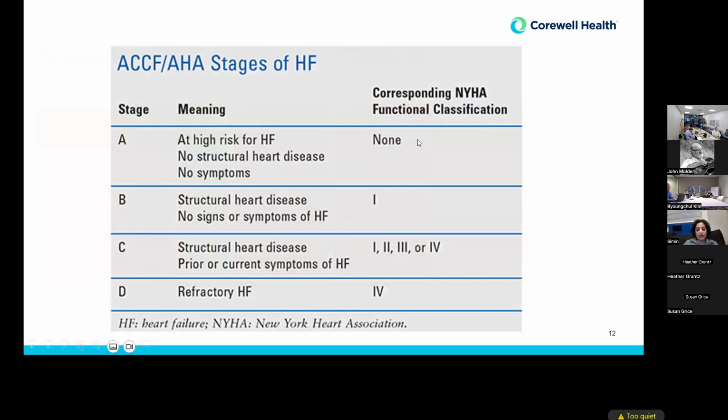So this is the comparison of both the stages and the New York Heart Association functional class. Here, once you're a stage C, you can actually even be a class 1. And this sometimes makes prognostication and eligibility criteria for hospice, which we're going to talk about, a little challenging because patients can go through class 1 through 4 even when they are in the stage C. And stage D tends to be a little bit clearer, and those patients typically are a class 4.